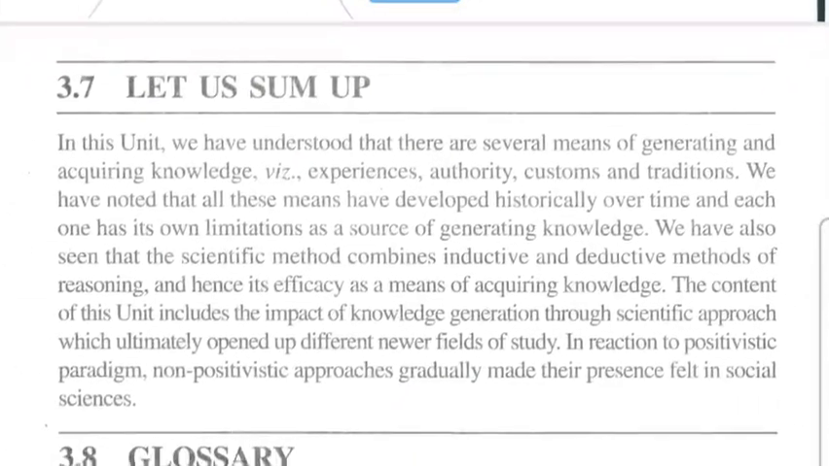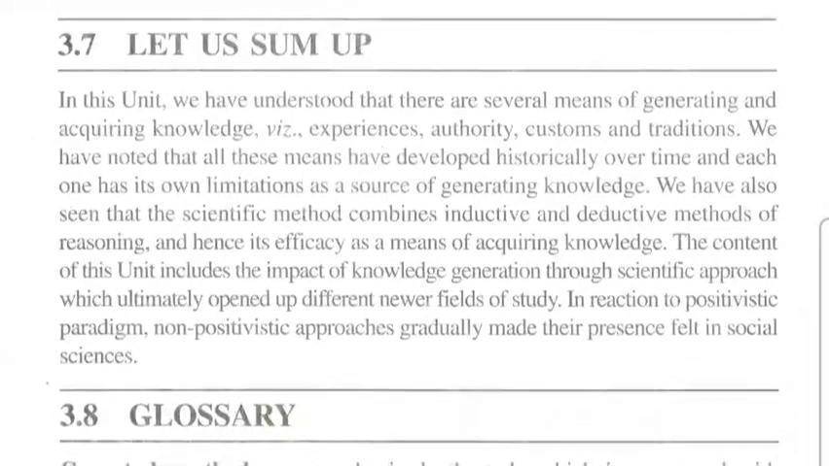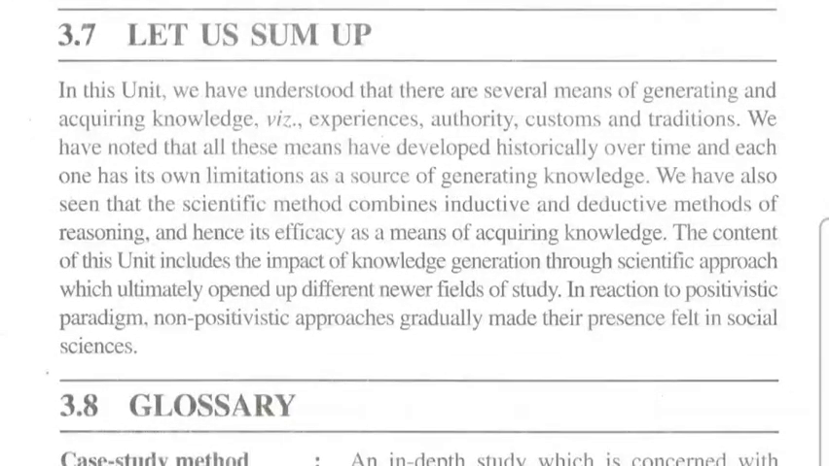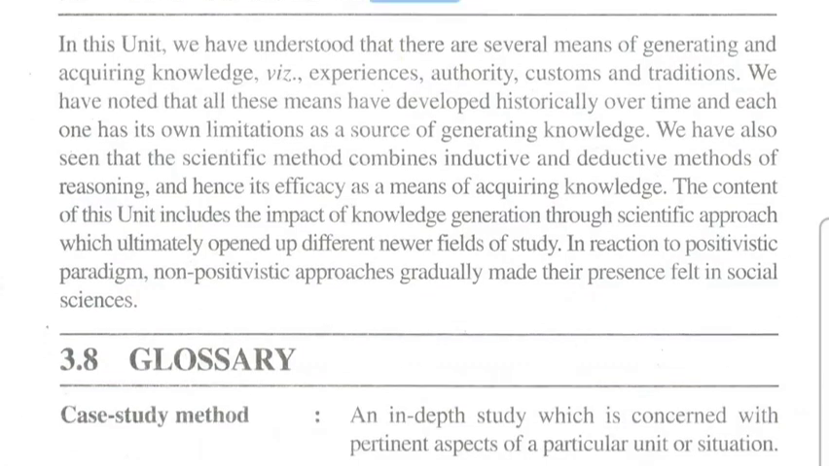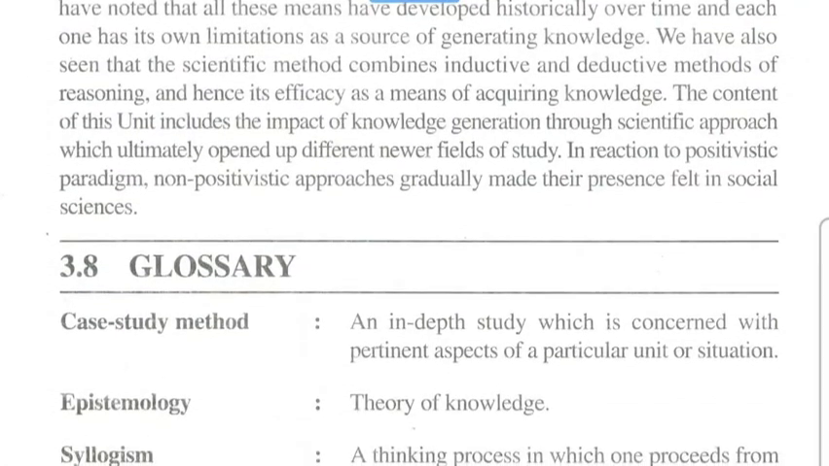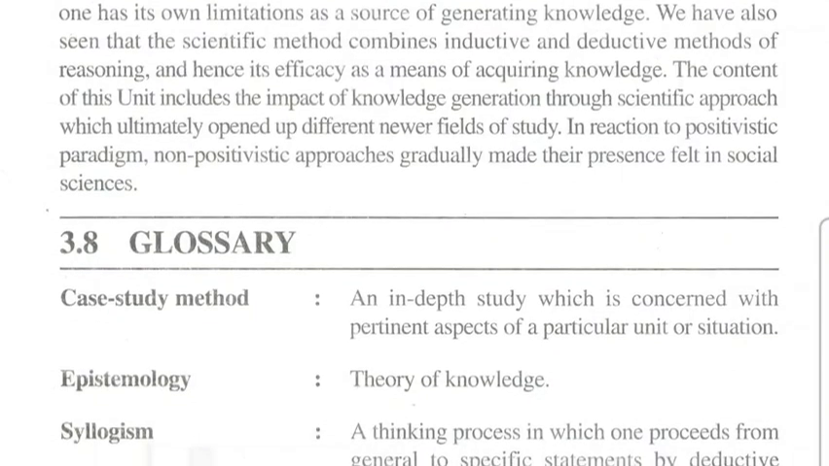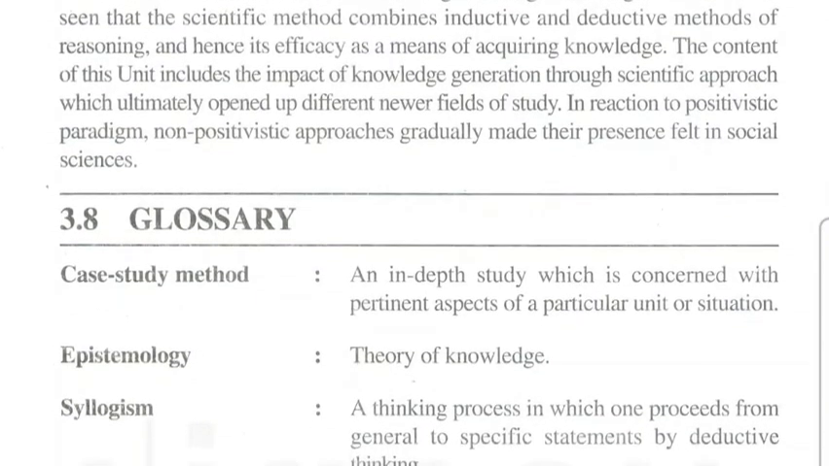3.7 Let us sum up. In this unit, we have understood that there are several means of generating and acquiring knowledge, viz. experiences, authority, customs, and traditions. We have noted that all these means have developed historically over time, and each one has its own limitations as a source of generating knowledge. We have also seen that the scientific method combines inductive and deductive methods of reasoning, and hence its efficacy as a means of acquiring knowledge.